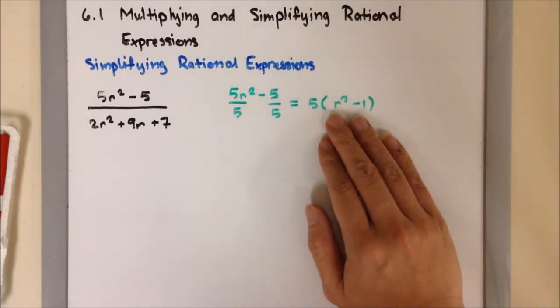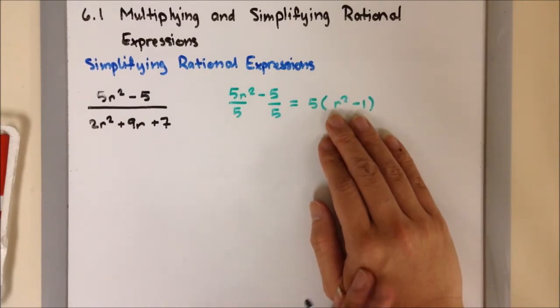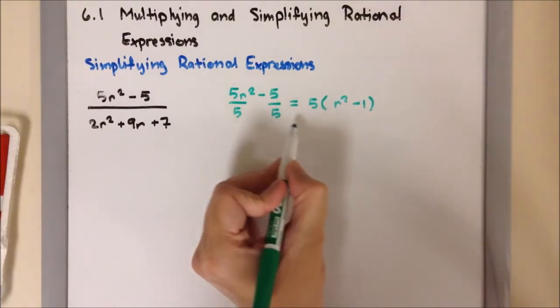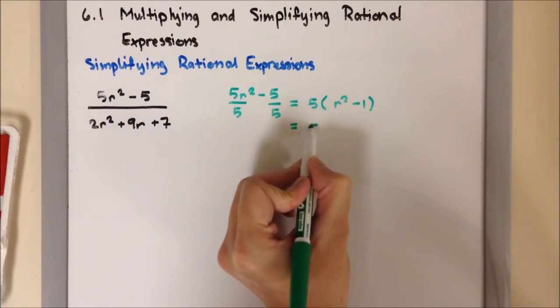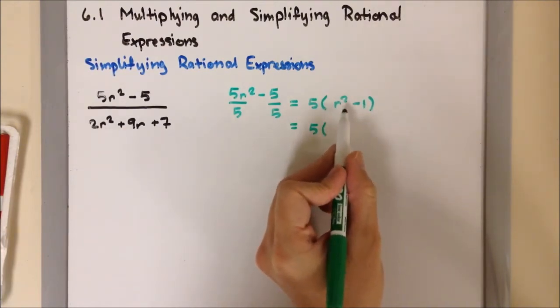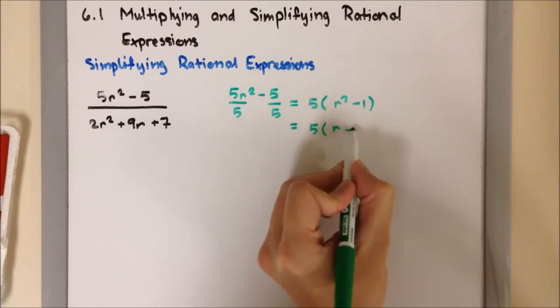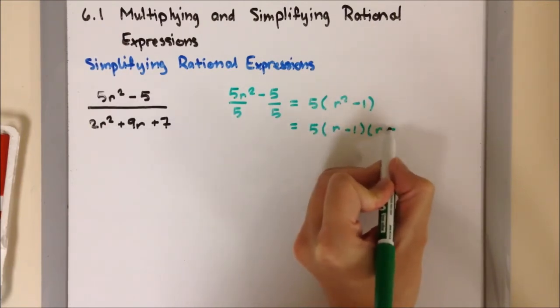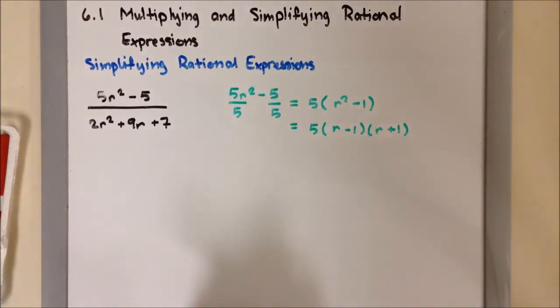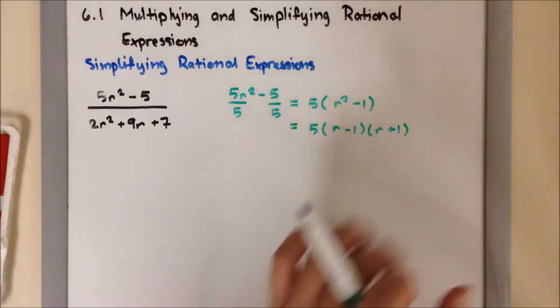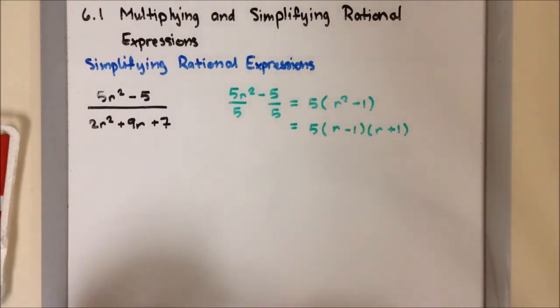Now what I noticed is that the r squared minus 1 is the difference of squares. So if I were to employ the method to factor a difference of squares, I still have my common factor on the outside. My factors for r squared minus 1 will be r minus 1 times r plus 1. I didn't write much because I just employed the method for factoring a difference of squares in my head. Now if you are confused by that, then I would refer to section 5.3, factoring perfect squares and difference of squares.